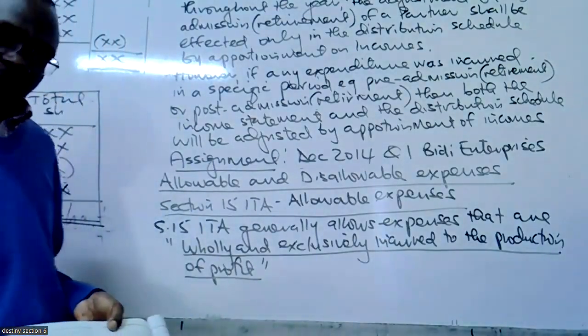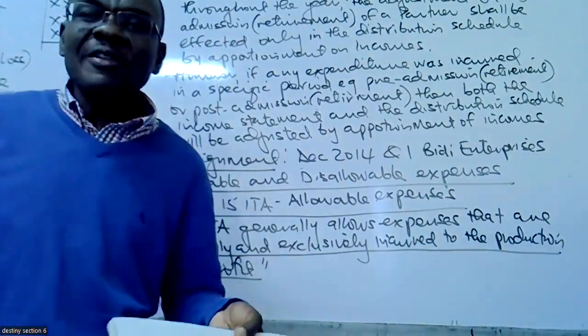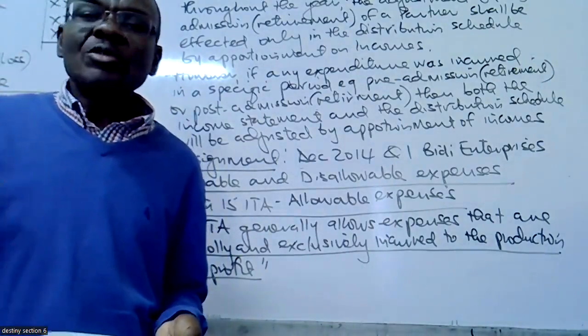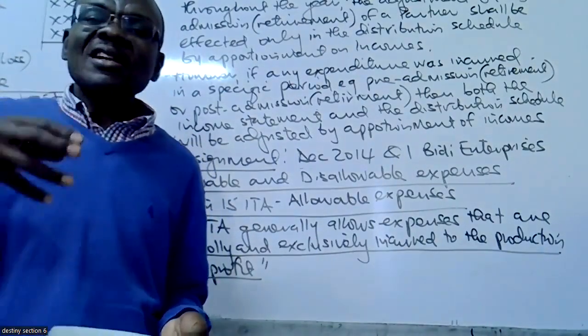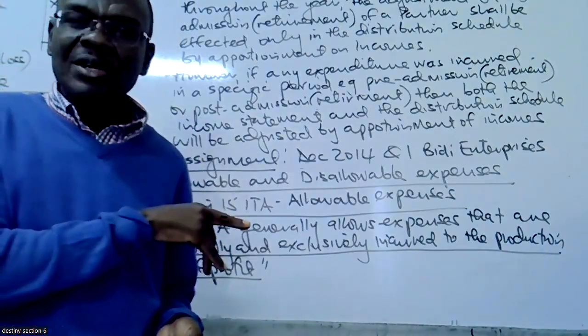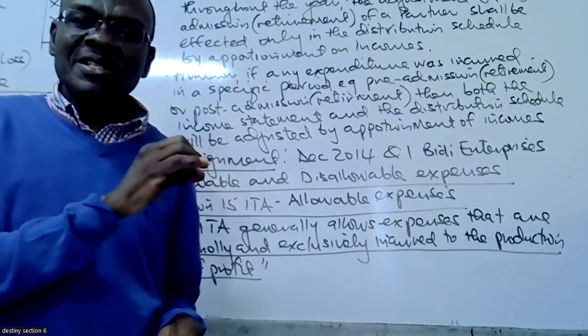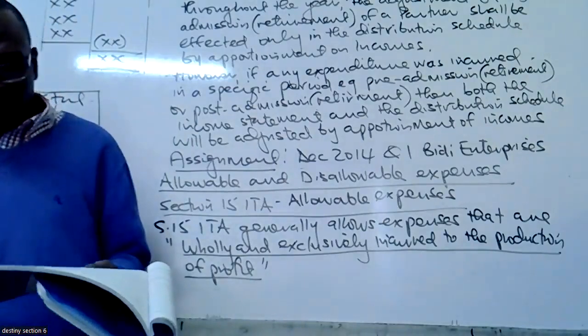Now, there are certain expenses that will fail these tests. An example of an expense that will fail that test is depreciation or even taxes. I do not need to pay taxes to generate profit. Taxes are paid after profit has already been generated. So taxes are not expenses that are wholly and exclusively incurred to generate profit.